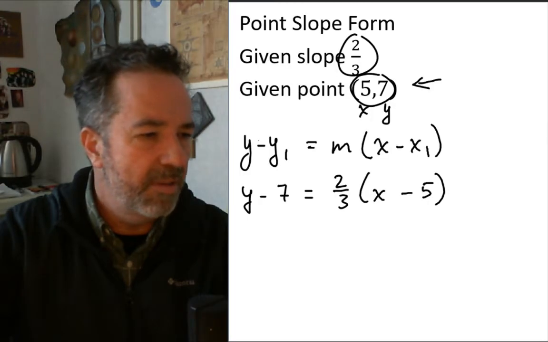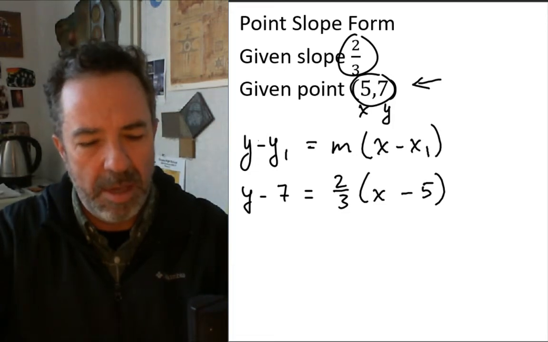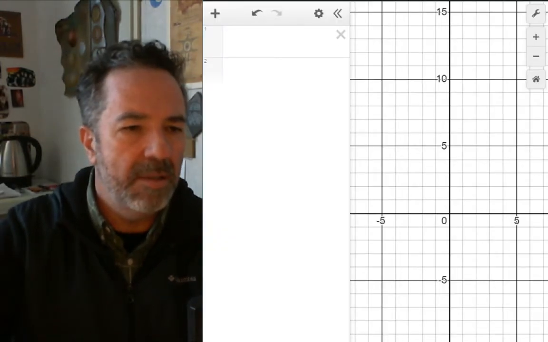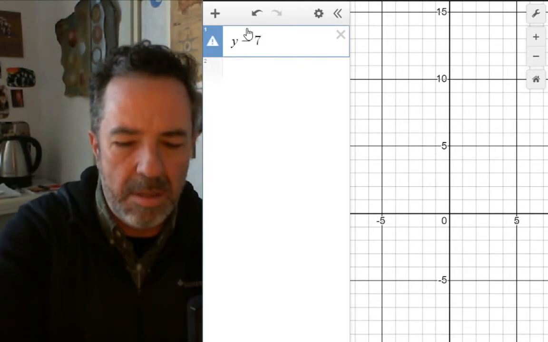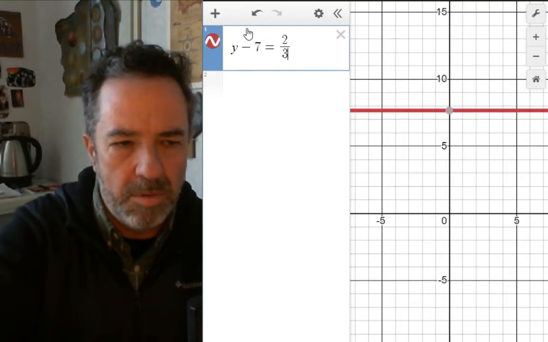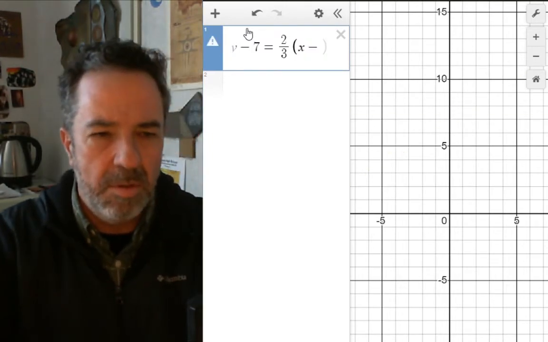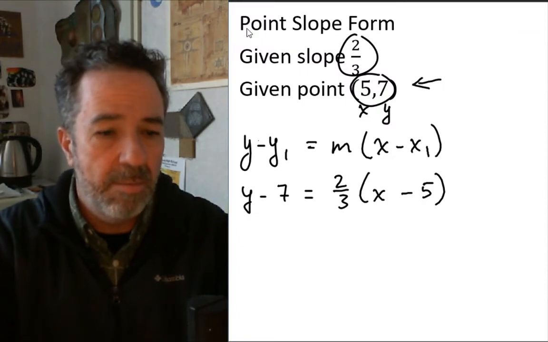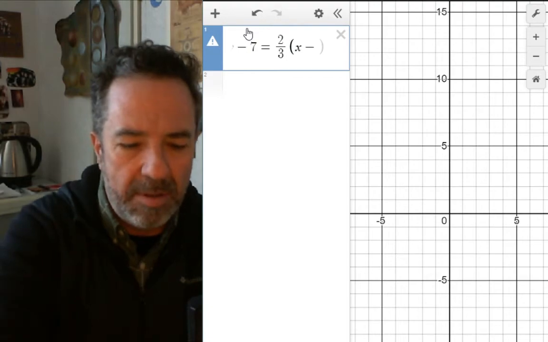Boy, my memory is not great. I just lost track of that. Y minus 7. Okay, so we're going to go y minus 7 equals 2/3 times the quantity of x minus, x minus what? X minus 5. Put it in the parentheses, 5.